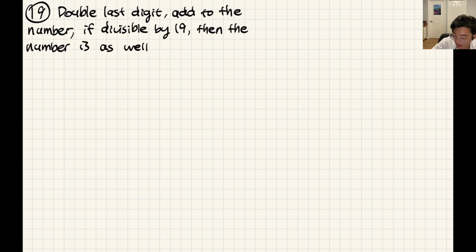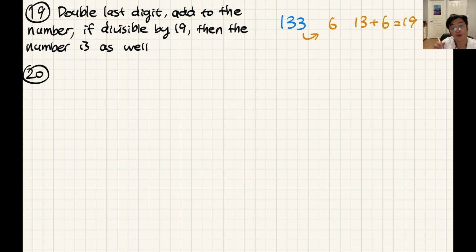Right, so the example here is just 133. Nice and easy. Right, 3, we double that to get 6. And then we got 13 as a remaining number plus 6, getting us 19. Right, so very quick one for this one. 133 is divisible by 19.